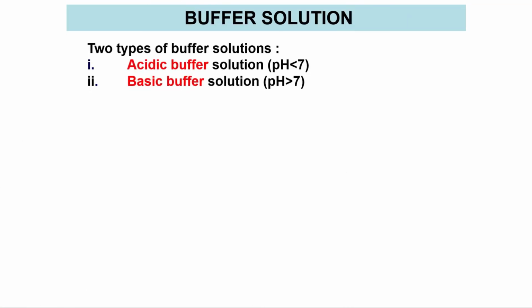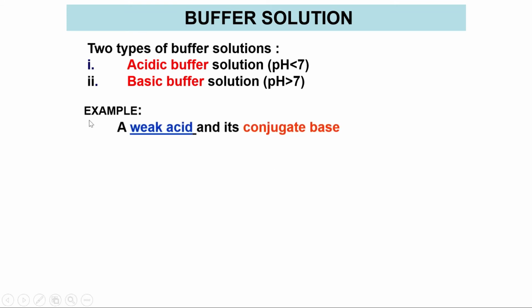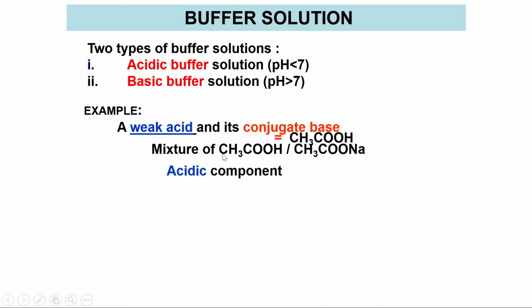As I mentioned earlier, there are two types of buffer solution. The first one is the acidic buffer solution, in which the pH value is less than 7. The second one is the basic buffer solution, in which the pH is more than 7. For example, a weak acid and its conjugate base make an acidic buffer. For example, a mixture of ethanoic acid plus sodium ethanoate. The acidic component is of course the acid, meanwhile the basic component comes from its conjugate base from the salt.